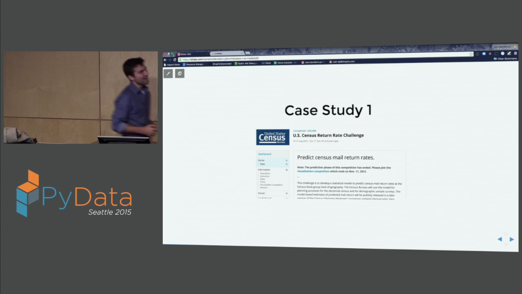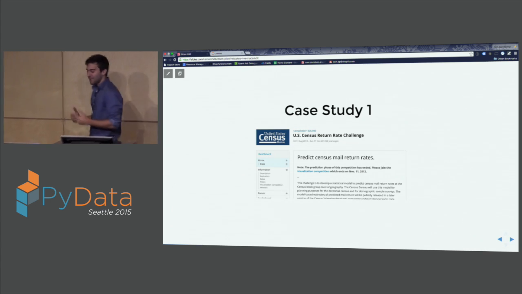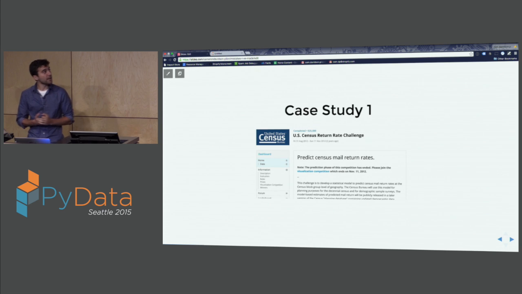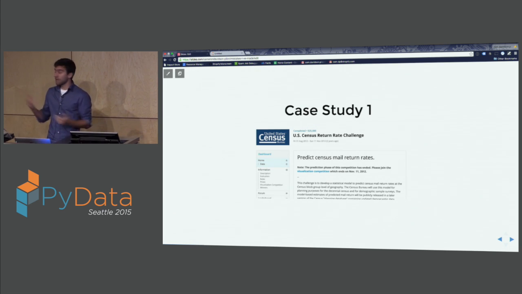So let's get into the first mistake I made. This was a Kaggle competition. I did this in grad school with two of my close friends. We were just getting into Python at the time. Scikit-learn was just becoming really awesome. So we jumped onto Python and Scikit-learn and started to attack this problem.